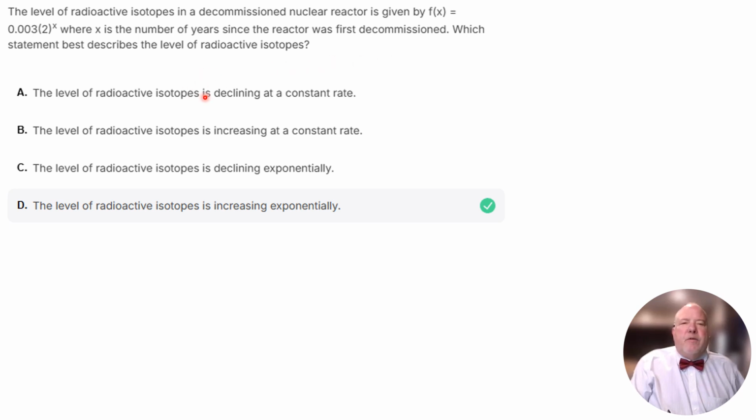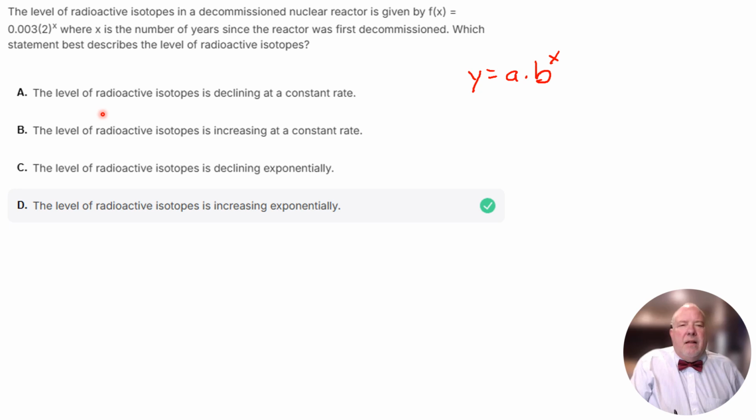So first of all, before I look at the answers here, when I look at this function, you should recognize that this is an exponential function. The standard form of an exponential function would be y, or f of x, equals a times b to the x. So now let's go and look at the answers here and see what they're after.